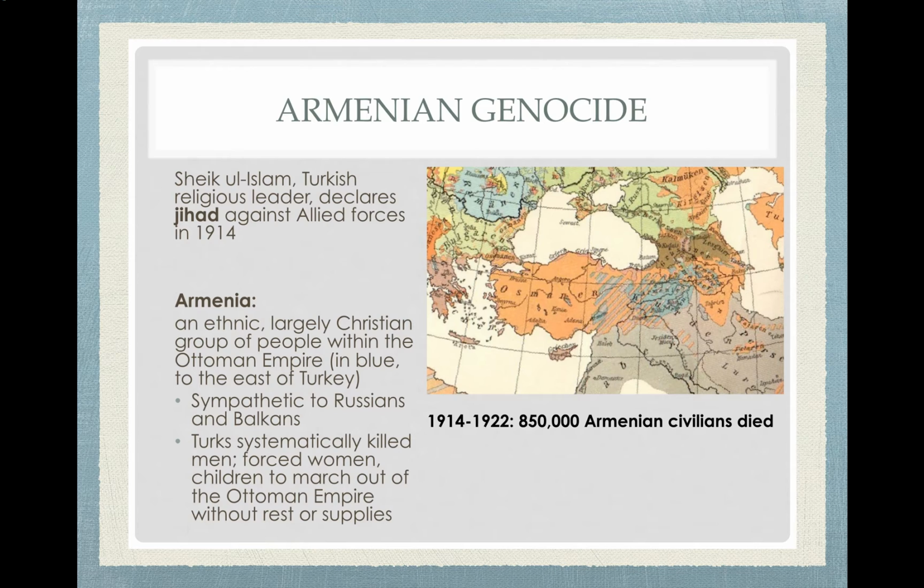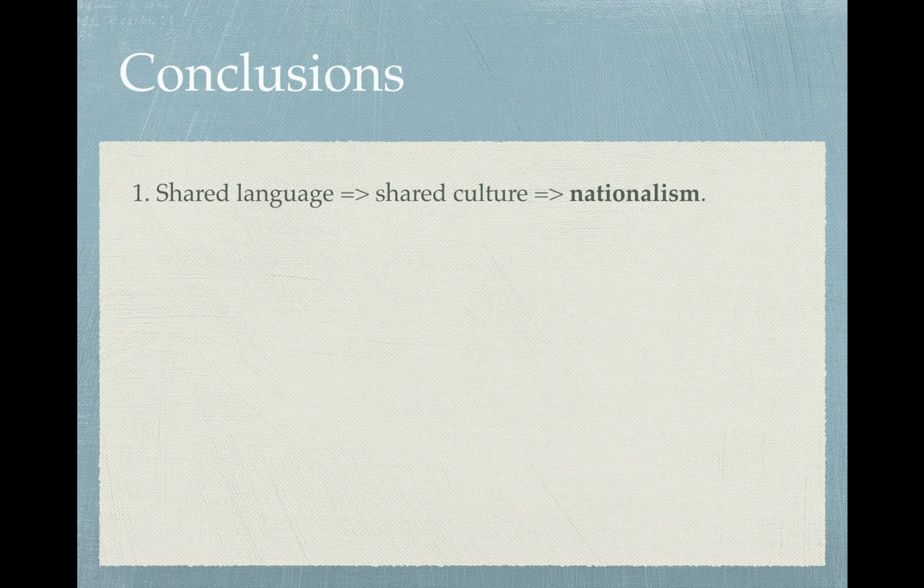They saw this as kind of a Christian-Muslim conflict, and the Turks systematically killed up to 850,000 civilians, so men, women, and children who were not soldiers. And they did this by trying to march them out of the Ottoman Empire, and on the way, most of them died. And so what I want to do then is bring about some conclusions.